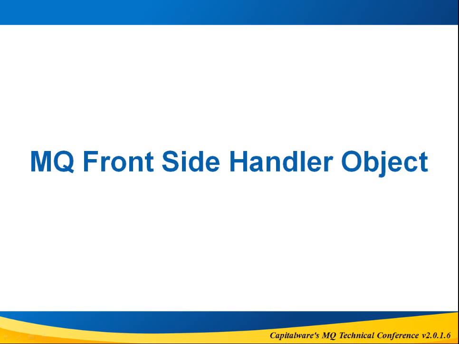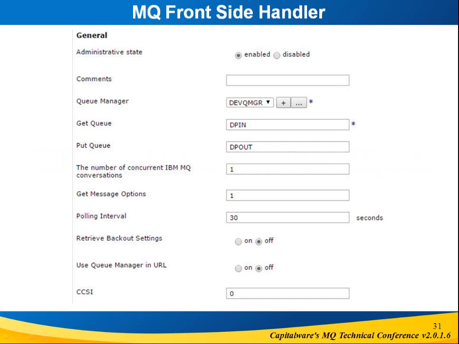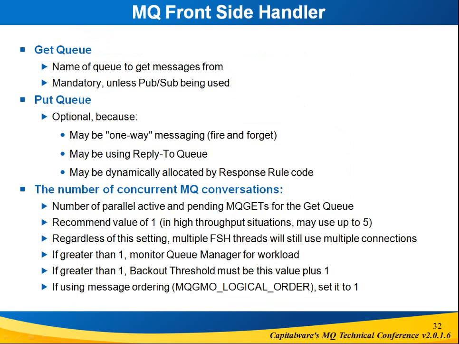Now we dive into a multi-protocol gateway and we decide we're going to set up a front-side handler object to actually establish the connection, open a queue for input, and start reading messages from that queue. The first screenshot is the main tab, and we'll explain what each of these fields means in more detail as we go forward.